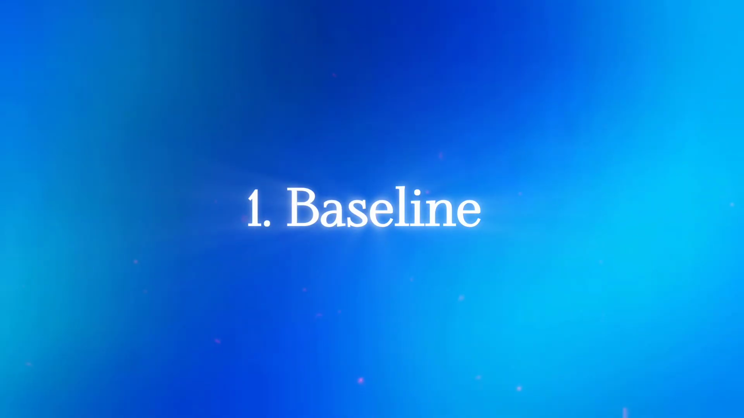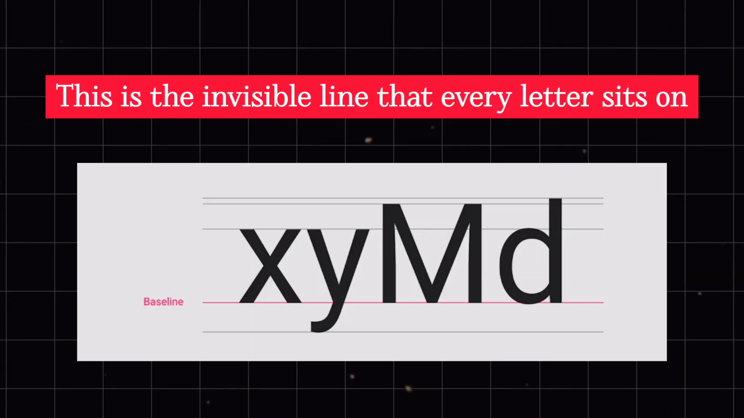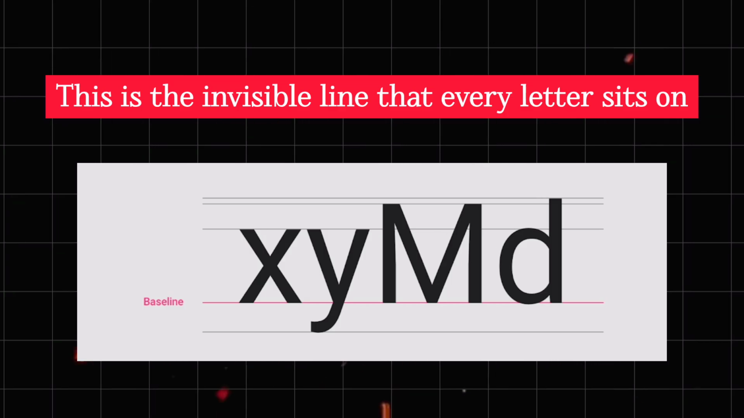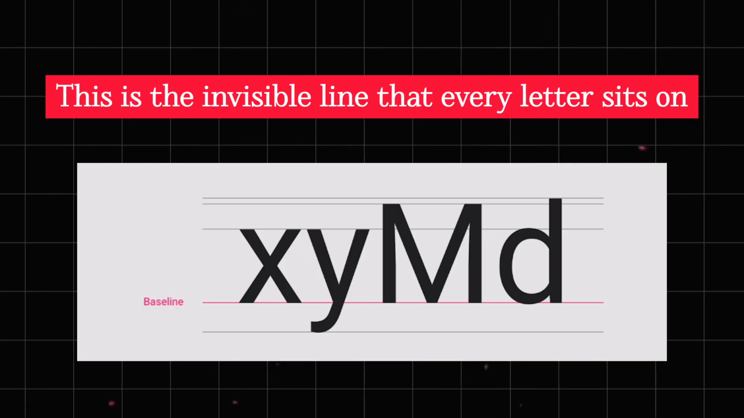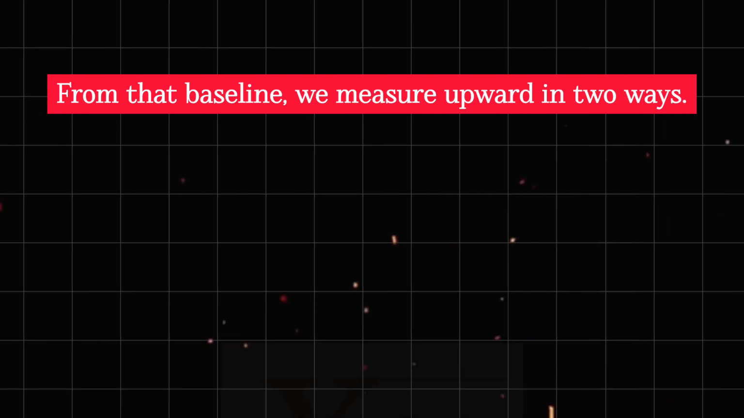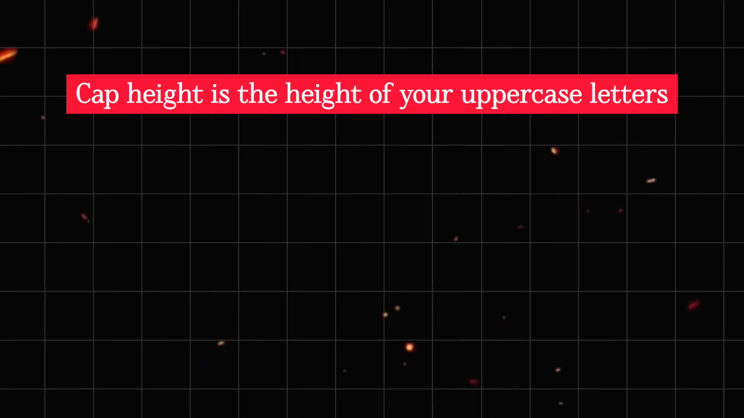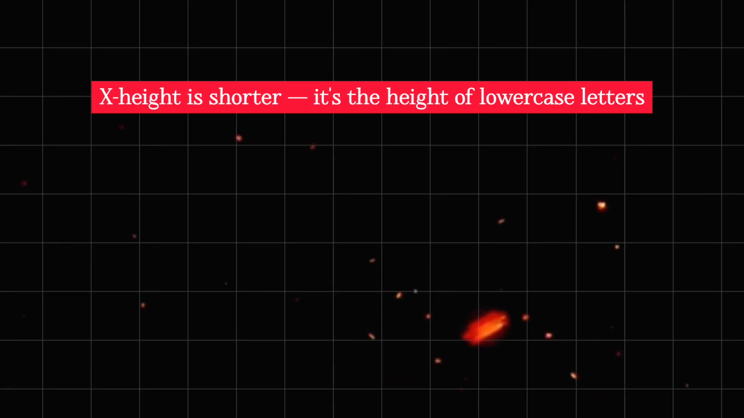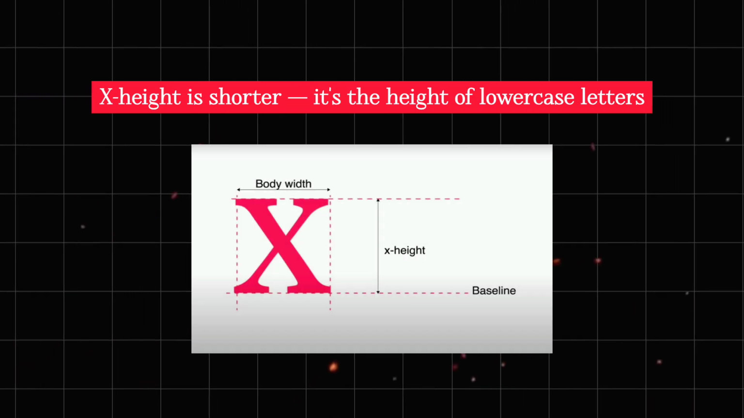First is the baseline. This is the invisible line that every letter sits on. If you draw a straight line under any sentence right along the bottom of the letters, that's the baseline. Almost every other measurement in your typeface is based off this one reference point. From that baseline, we measure upward in two ways. Cap height is the height of your uppercase letters, how tall a T stands above the baseline. X height is shorter. It's the height of your lowercase letters, like the lowercase x.